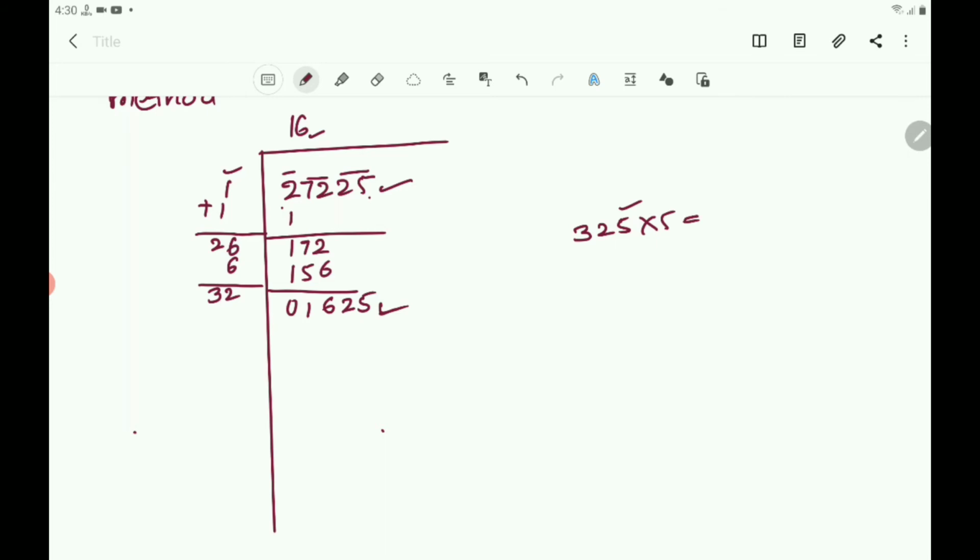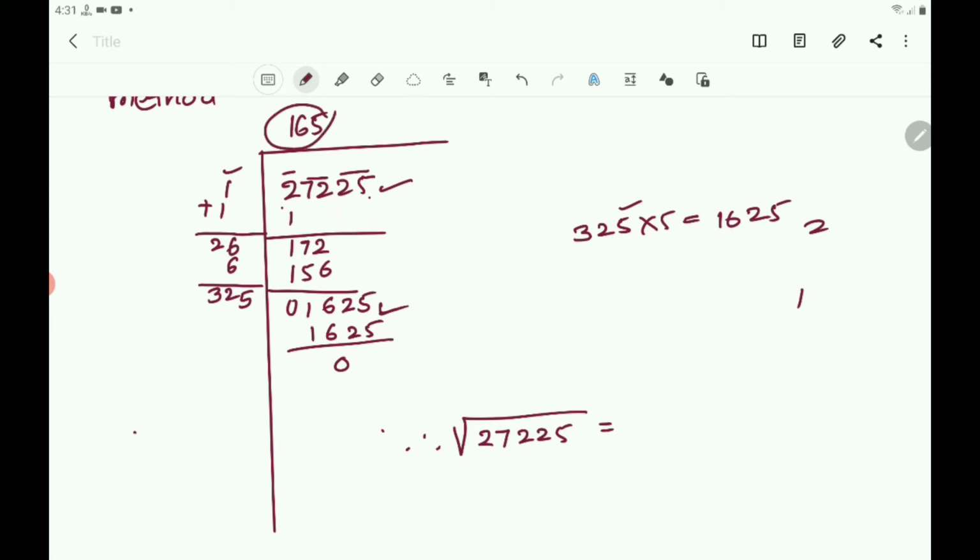What you will get here? 5 fives are 25 and 5 twos are 10. 10 plus 2, 12. And 5 threes are 15 plus 1, 16. So here you write 5. Here also you write 5. That is 325 into 5. What you got? 1625. That equals 0. Therefore you can write, therefore square root of 27,225 equals this value. How much? 165.